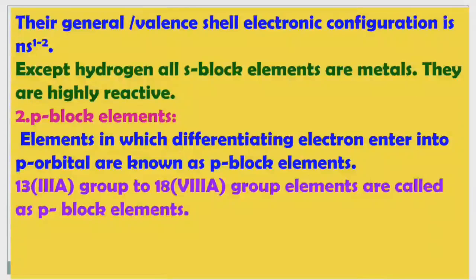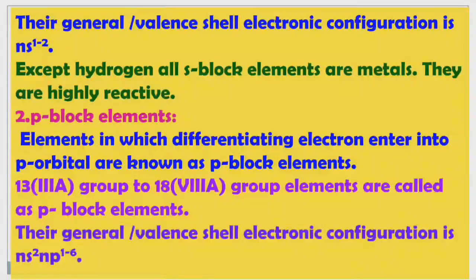Already you know the 13th group, or 3rd A group, has general valence electronic configuration ns2np1. For the 14th group it is ns2np2, for the 15th group ns2np3, for the 16th group ns2np4, for the 17th group ns2np5, and for the 0 group ns2np6. In all these groups, the differentiating electron enters into the p orbital. That's why these are called p block elements.